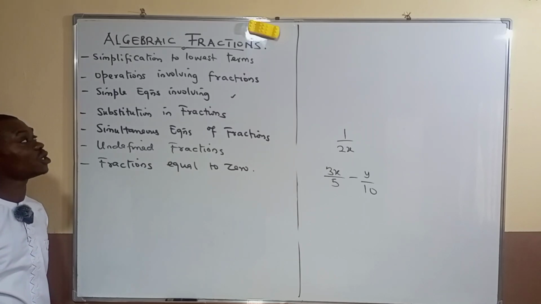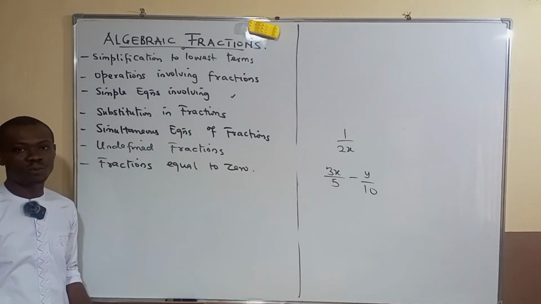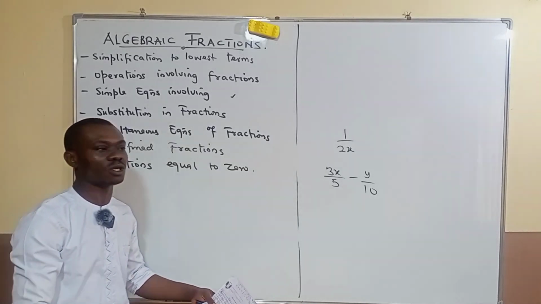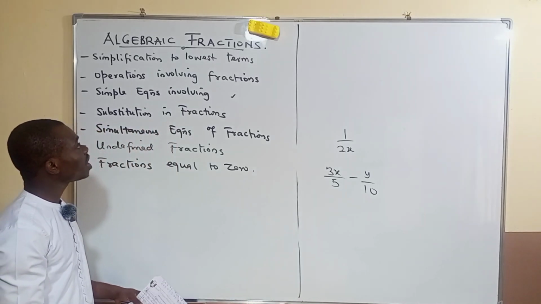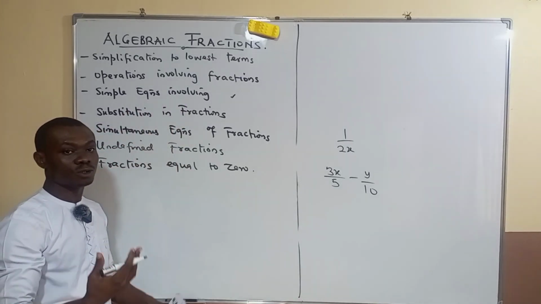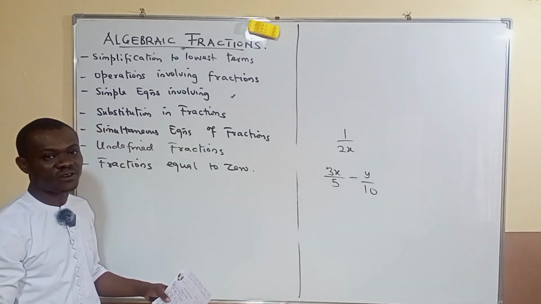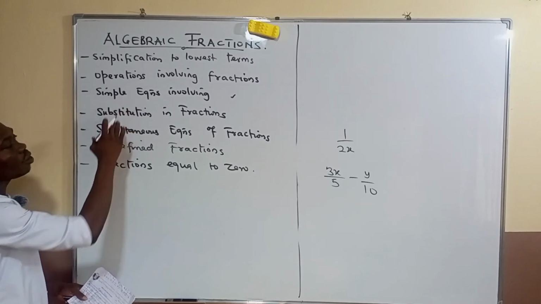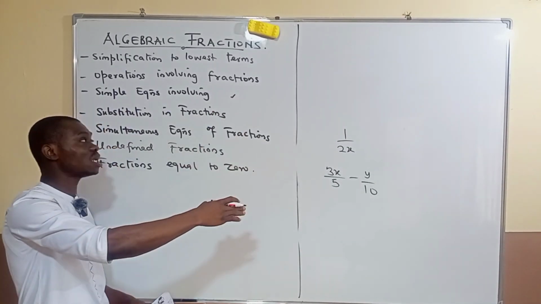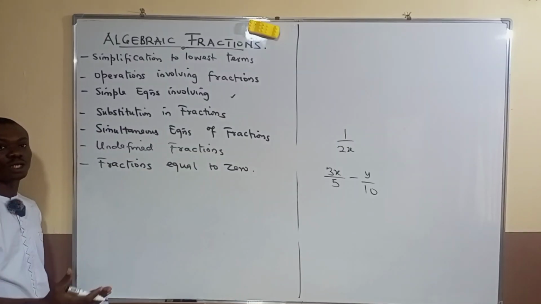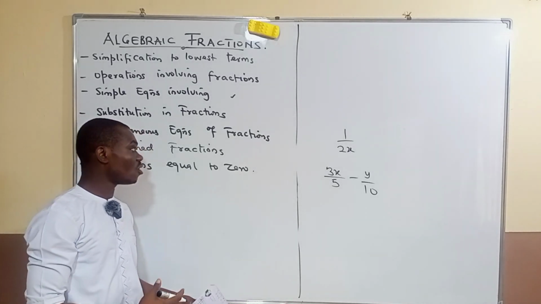The objective of this lesson is that by the end of the lesson, you should be able to do simplification of algebraic fractions into their lowest terms. We should be able to do operations such as addition and subtraction of fractions, multiplication and division of fractions. You should be able to open brackets, which we've already done under expansion and factorization. We should be able to deal with simple equations involving fractions, do substitution into algebraic fractions, and solve simultaneous equations involving fractions.